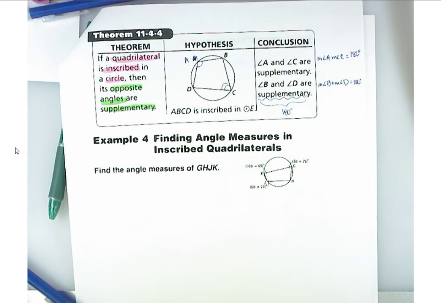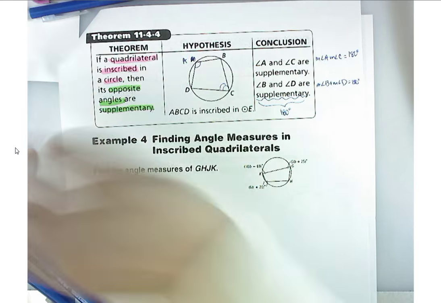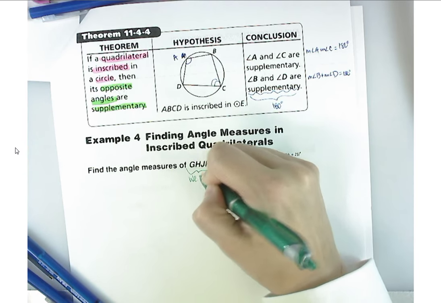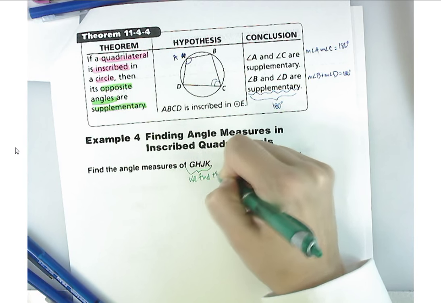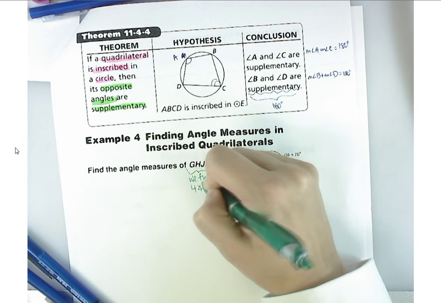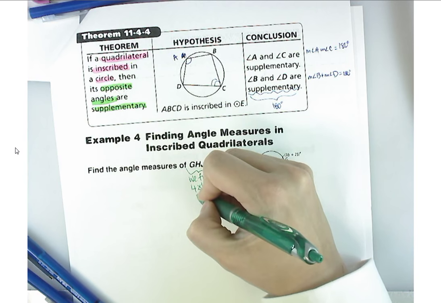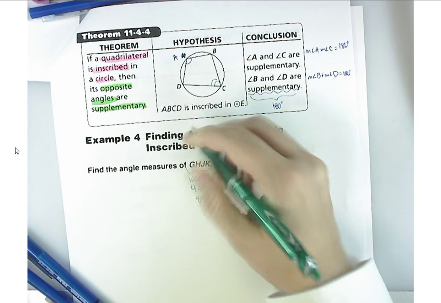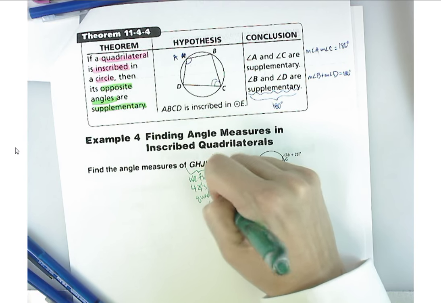Okay, so we're going to use this information to help us with example 4, and we're going to try to find the angle measures of GHJK. So that means we're going to find angle G, angle H, angle J, and angle K. When it says to find those, this means we're going to find the 4 angle measures in quadrilateral GHJK.